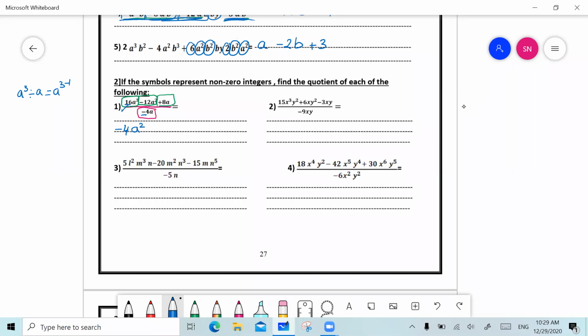I am going now to go to the second. Negative 12 divided by negative 4, this is equal to positive 3. A to the power of 2 divided by a, this is equal to a to the power of 2 minus 1, which is a to the power of 1, yani a. Going to the third one now, 8a divided by 4a, so this is equal to negative 2. And a divided by a, this is equal to a to the power of 1 minus 1, yani a to the power of 0. I don't write the variable when it is to the power of 0.